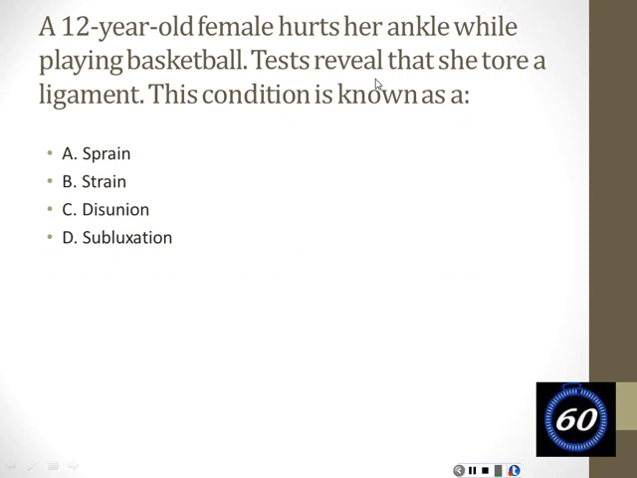All right, another one. A 12-year-old female hurts her ankle while playing basketball. Tests reveal that she tore a ligament. So what would we call that condition?